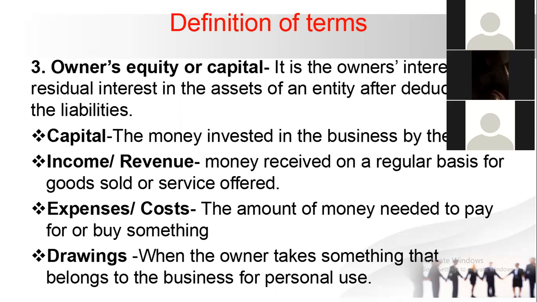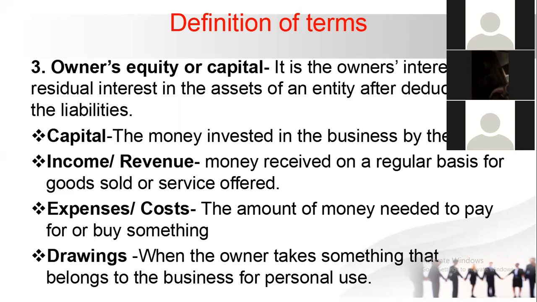And then moving on, you'll find that under owner's equity, we also have expenses or costs. Expenses is the amount of money needed to pay for or to buy something. So when we conduct our business operations, every now and again, we will need to pay for certain things. We will need to buy certain things. For instance, we are renting a building. We are operating from a building that does not belong to us, and we need to pay rentals. That is an expense or a business cost.